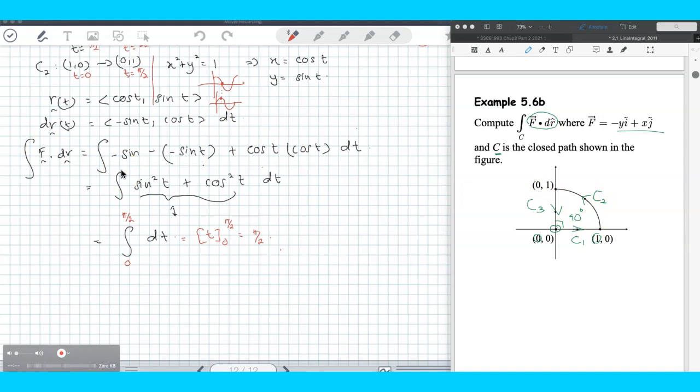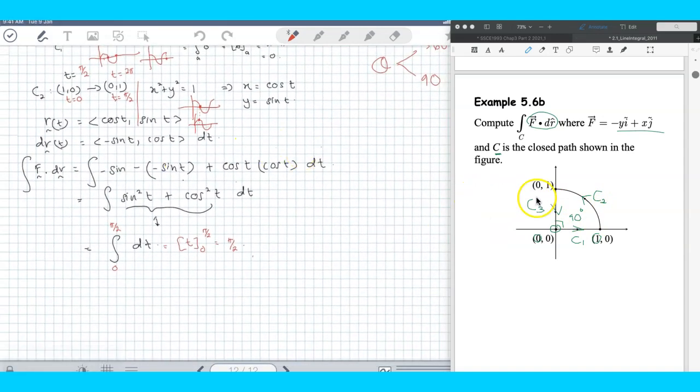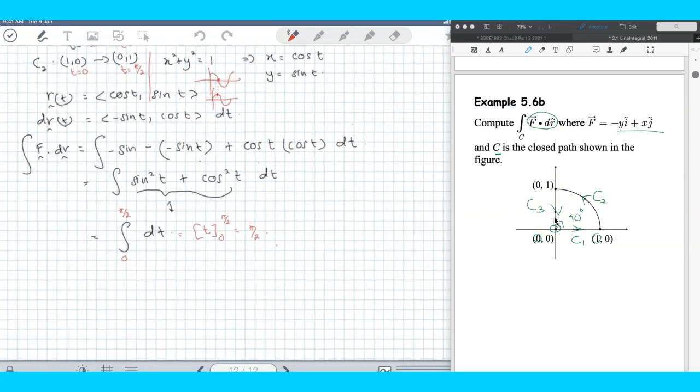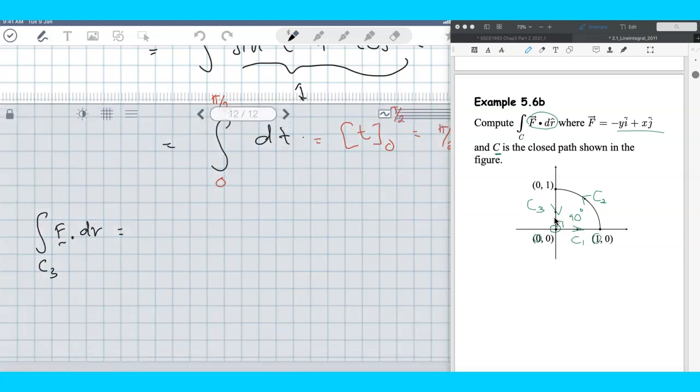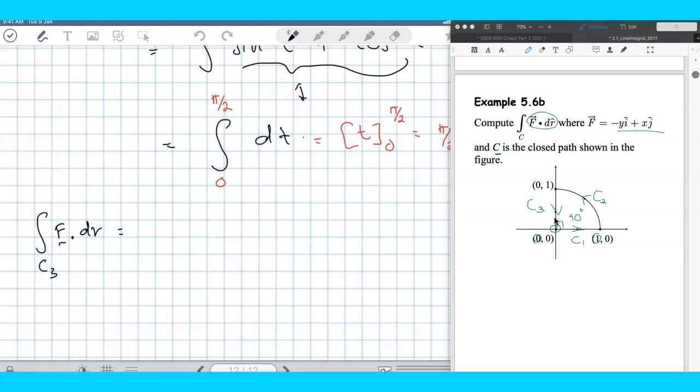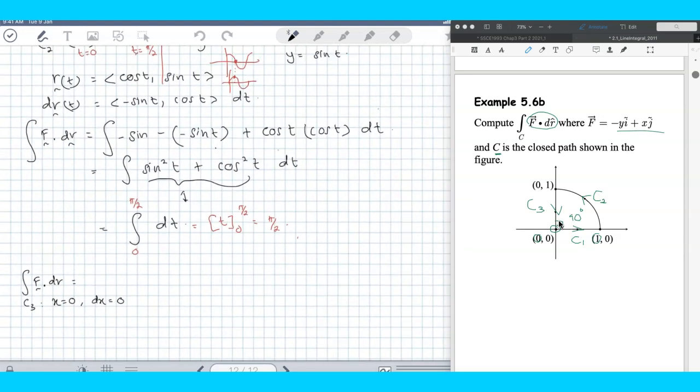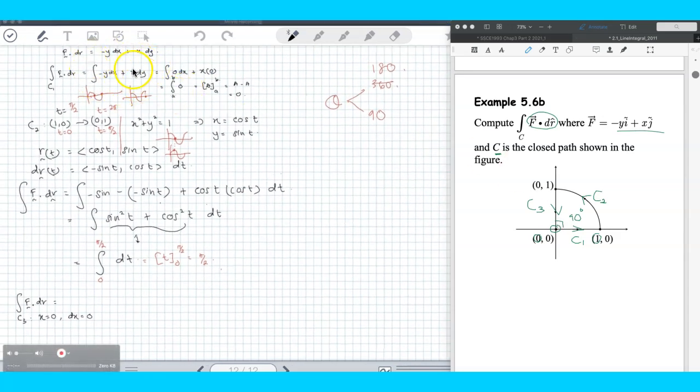And then we have the C3. So C3 is a line segment on the y-axis. So now we work on the C3. F dot dr for C3. Okay, what is the information on the C3? So you can see here, it is the y-axis. So what is the equation of the y-axis? x equal to 0. So when x equal to 0, dx equal to 0. And then based on that, we substitute into the general form that we have already set up here.